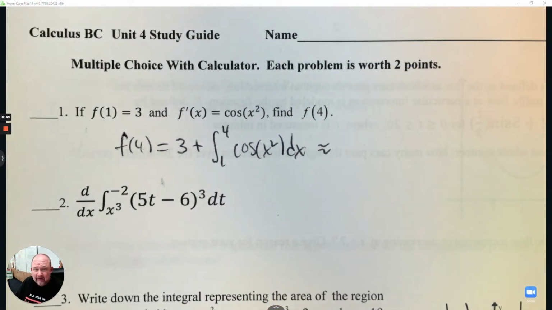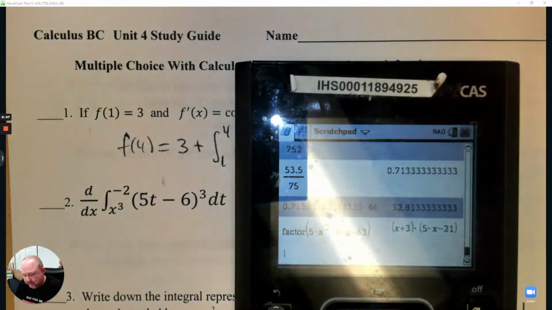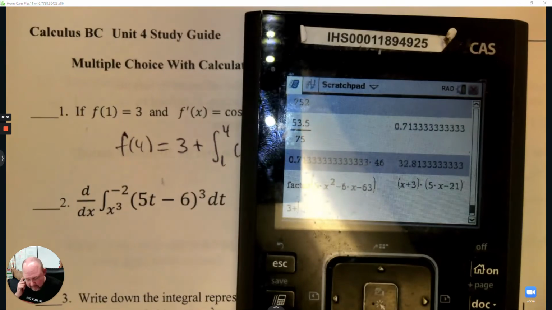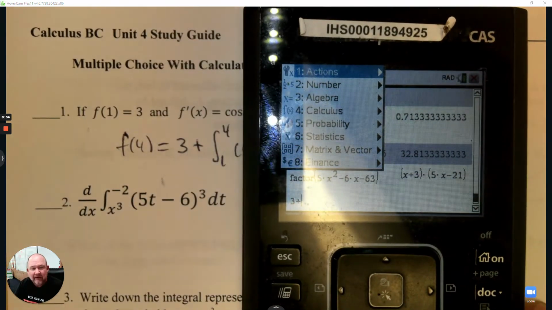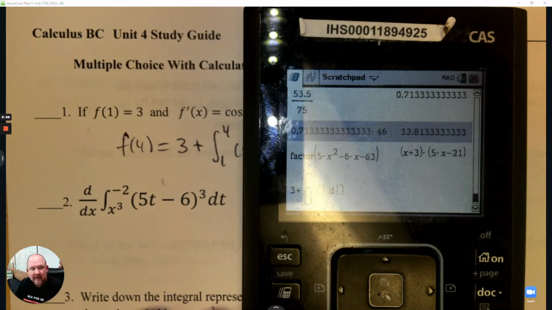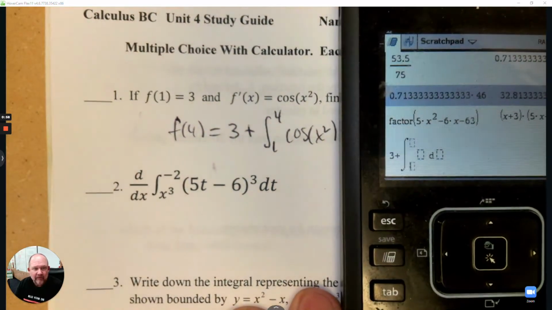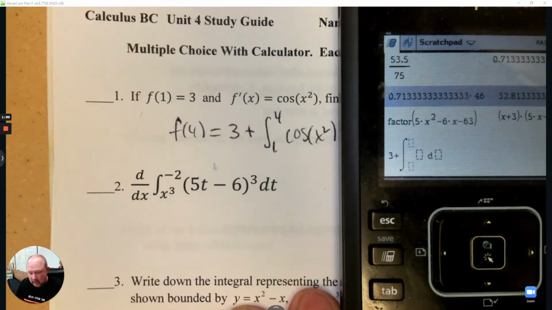And now use your calculator. That's it. So let's type that in our calculator. So 3 plus, press menu, calculus, integrate. And we're integrating from, oh, there you see it better. From 1 to 4.